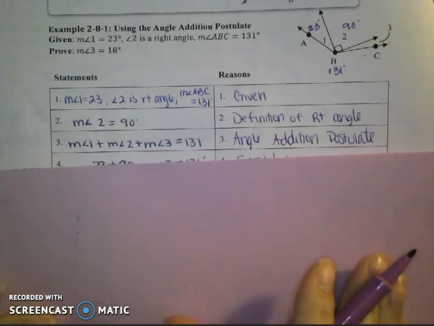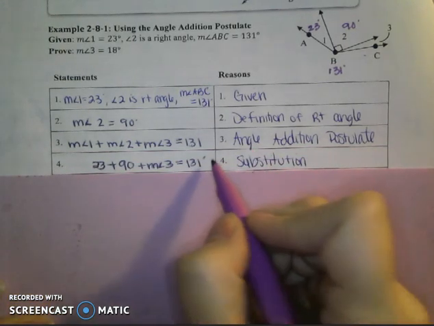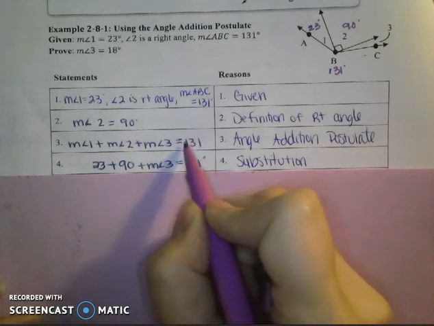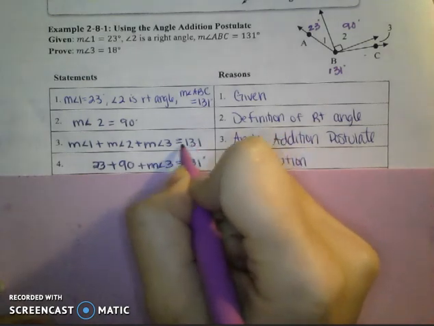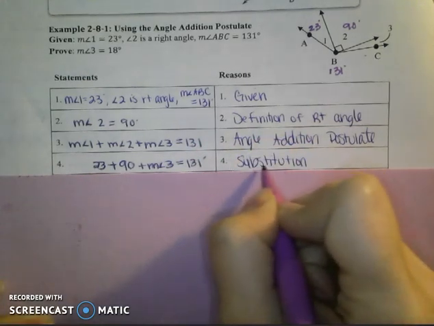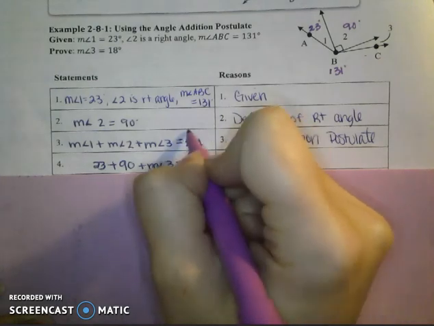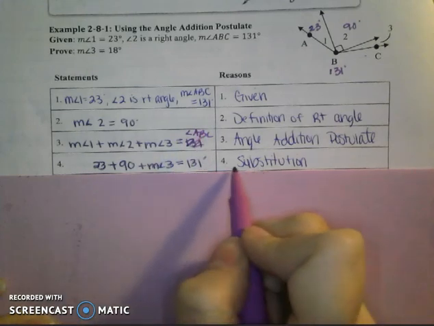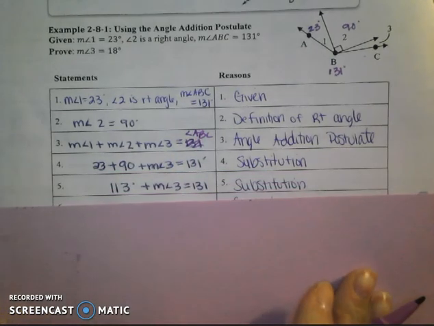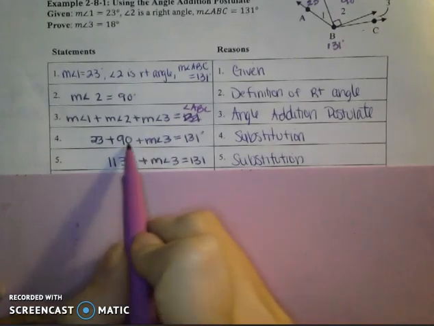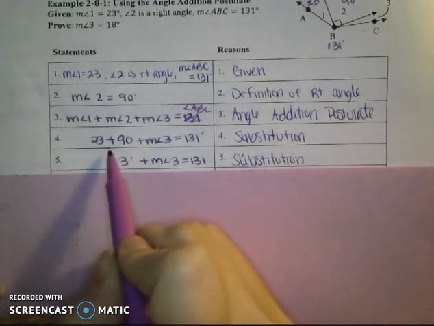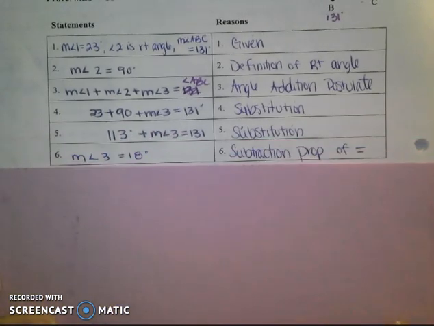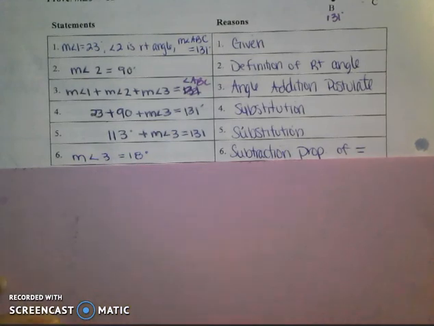Then we can go ahead and substitute, and actually I already substituted 131 in there, which technically we should say is angle ABC here instead of 131, and then plug it in, substitute it in as well. So this one should actually be angle ABC. Then we substitute the value in for each part that we know. And then we can go ahead and simplify or substitution again to combine those. Then how are we going to get measure of angle 3 alone? We're going to subtract. So subtraction property to get what we're trying to prove there.